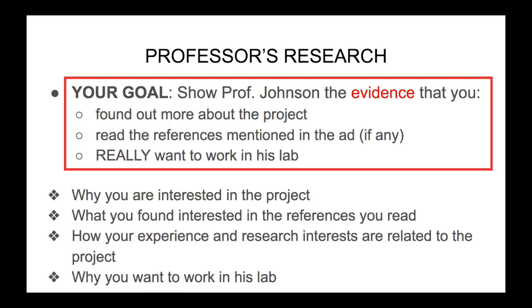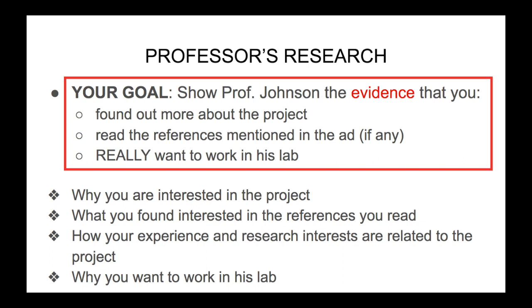In the next paragraph of your cover letter, you should show the evidence that you found out more about the project and that you read the references that are mentioned in the ad.